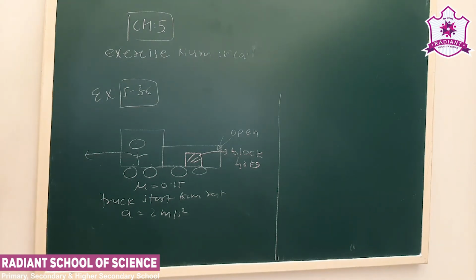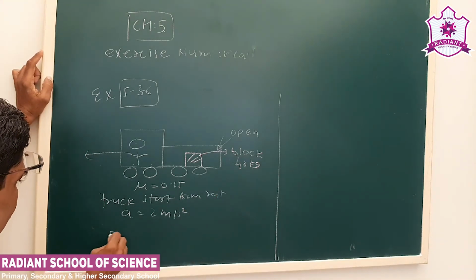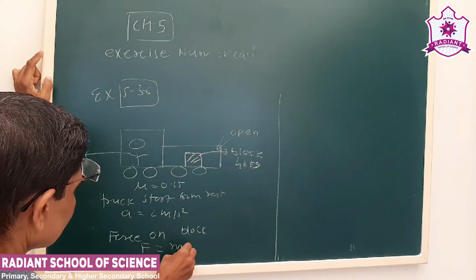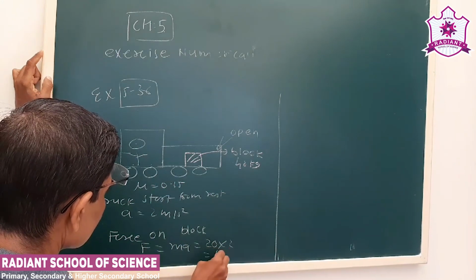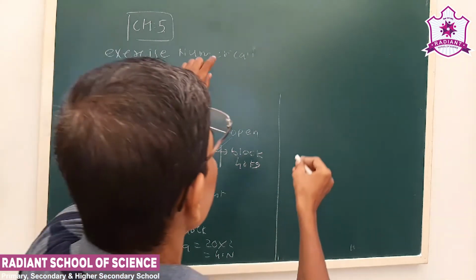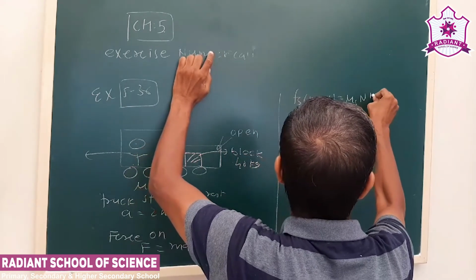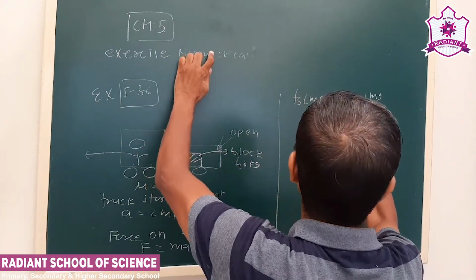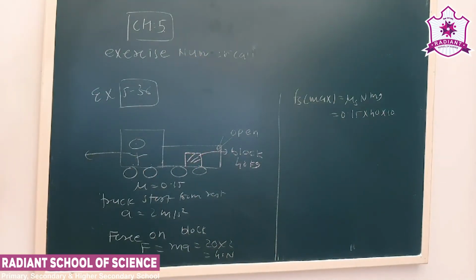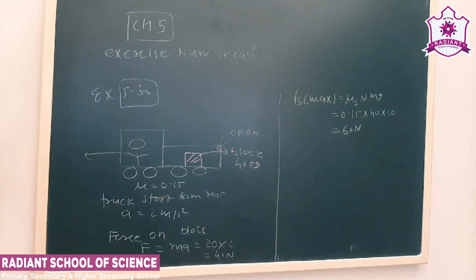Now see, the mass of the block is 40 kg. So the force on the block, F is equal to ma. Now what is the maximum friction force? Fs max is mu s times N, where mu s is 0.15 and N is mg, which is 40 into 10. So if I calculate, this will be 60 N.